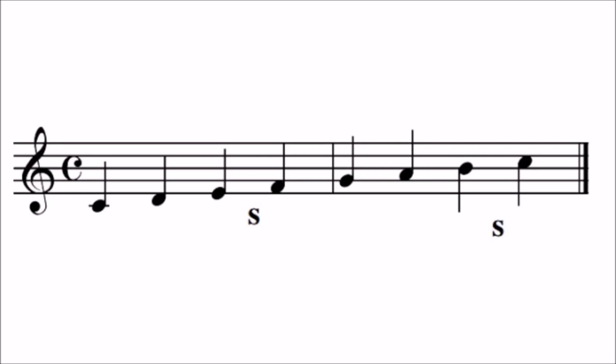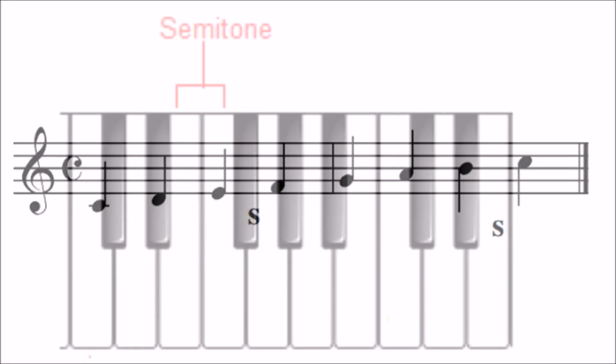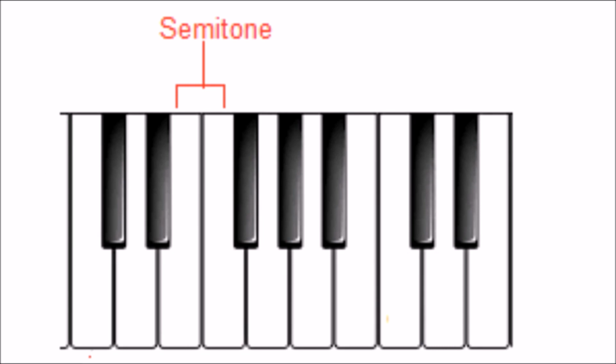Notice also the letter S written between 2 pairs of notes in this scale. These mark the semitones, which are always between the 3rd and 4th and the 7th and 8th notes of any major scale as you go up. A semitone is the smallest interval or gap possible between any 2 notes on a piano keyboard.